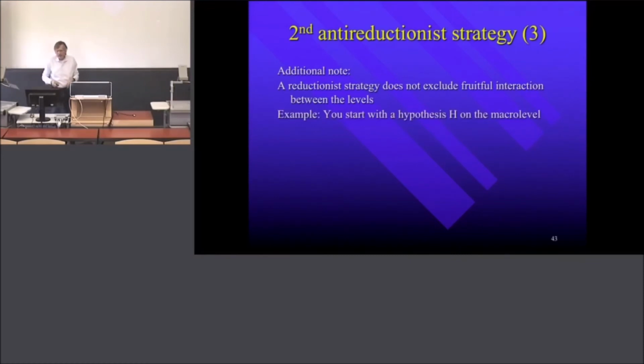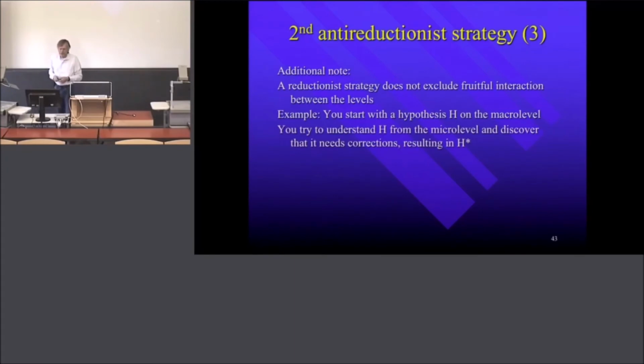I show you here. You start with a hypothesis H at the macro level, and then you say, oops, it looks like we have the following regularity here, and then you try to understand H from the micro level, and you discover that it needs corrections, resulting in H star. This happened, for instance, in thermodynamics. You try to derive the ideal gas law, and then you see, oops, I get it only under certain very special conditions. What happens if I change these conditions a little? Then you get a different gas law, the van der Waals equation, or whatever.